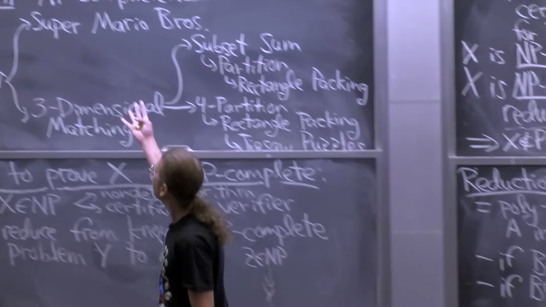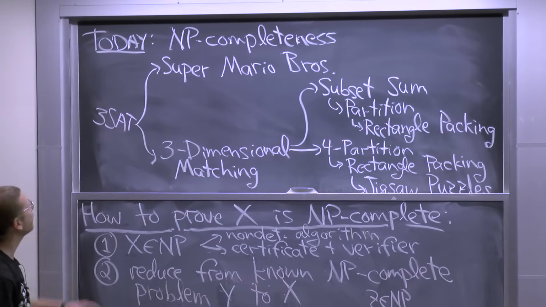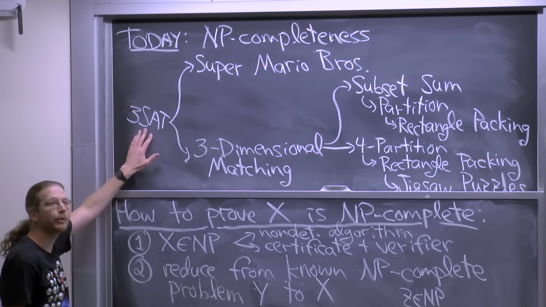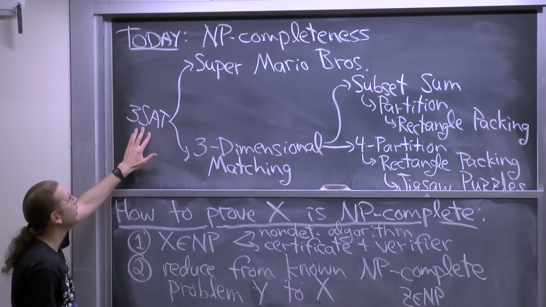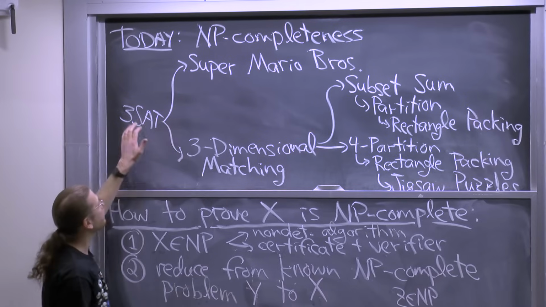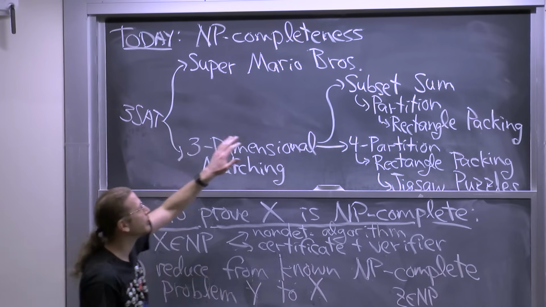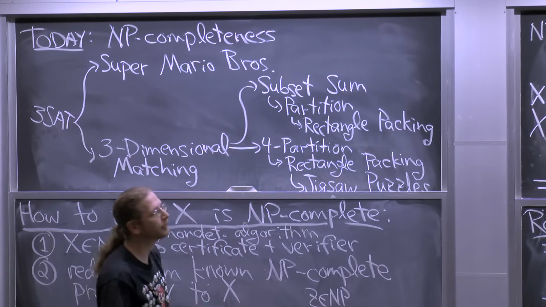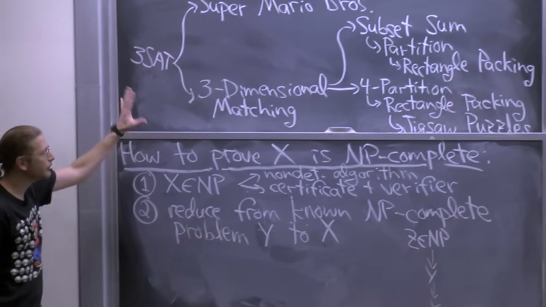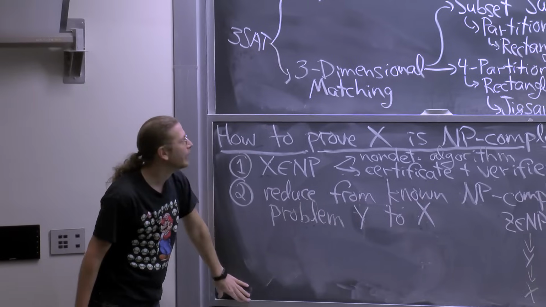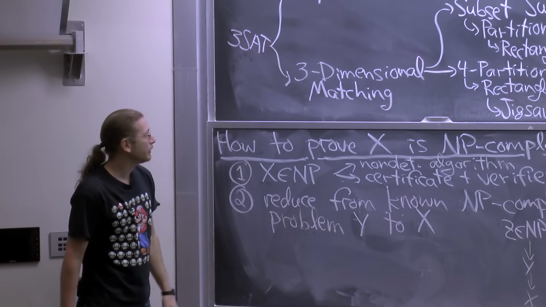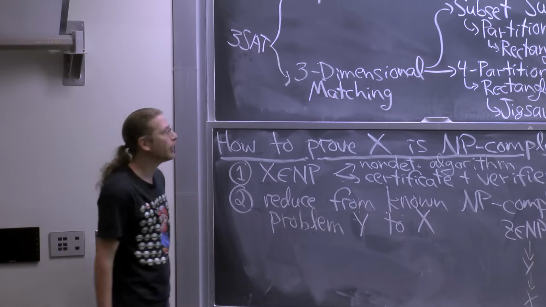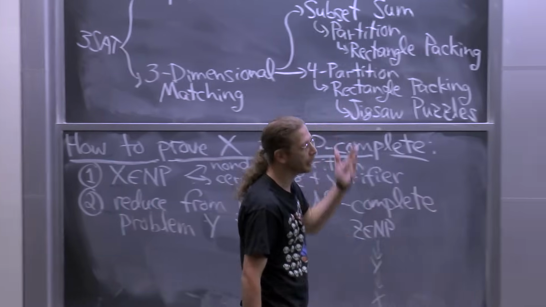And this picture is a collection of reductions. We're going to start from 3-SAT. I'm not going to prove that it's NP-complete, though I'll give you a hint of why that's true. We're going to reduce it to Super Mario Brothers. We're going to reduce it to 3-dimensional matching. We're going to reduce 3-dimensional matching to subset sum, to partition, to rectangle packing, to jigsaw puzzles. We're going to do all those reductions, hopefully. And that's proving NP-hardness of all those problems. They're also all in NP.